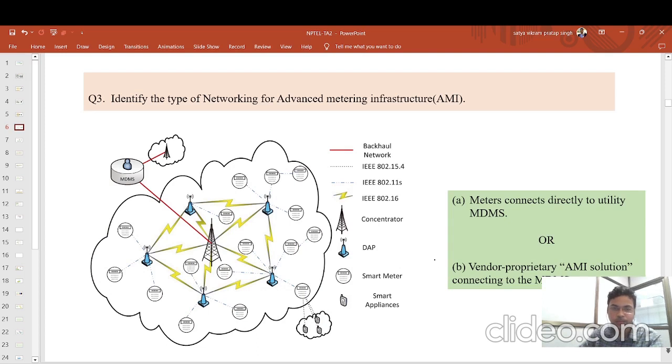Coming to the third question: identify the type of networking for the advanced metering infrastructure. There is one question given, and here certain smart meters are there. This is a smart meter, this is a smart meter, this is also a smart meter. These smart meters are connected to some data communication setup centers, then it is transmitted to some place, and then to the MDMS. So you have to tell me which kind of networking infrastructure this is. Either the meter is connected directly to the utility MDMS, or it is a vendor proprietary AMI solution, either A or B.